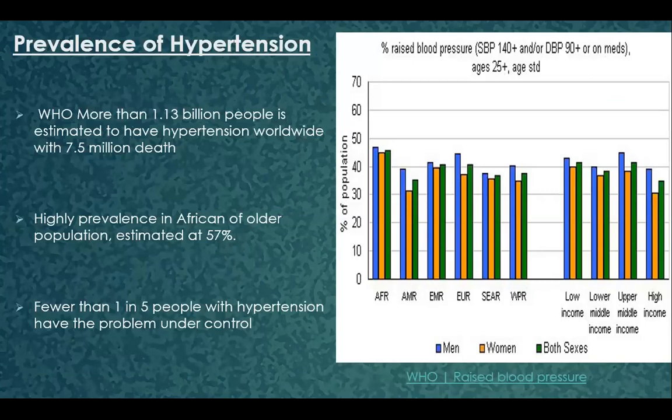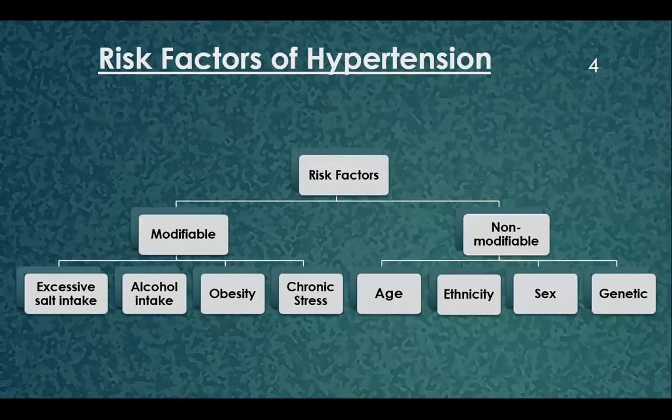The risk factors of hypertension can be classified into two, which are the modifiable and the non-modifiable factors. For the modifiable factors, we have excessive salt intake, obesity, and chronic stress. For the non-modifiable factors, we have age. As we age, our blood vessels gradually lose some of their elastic quality, which can contribute to increased blood pressure. However, children also can develop high blood pressure.